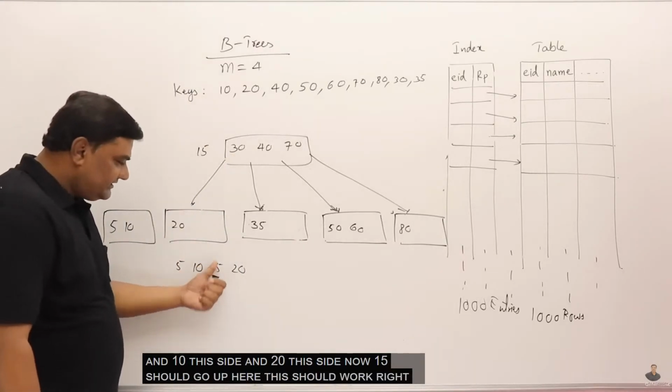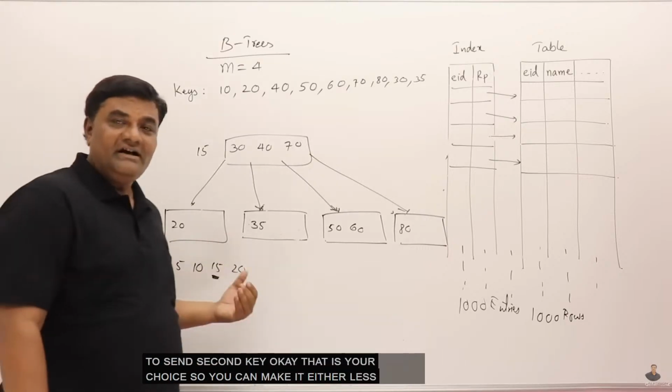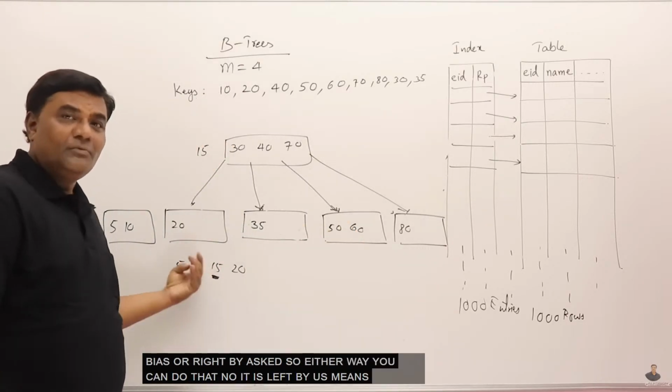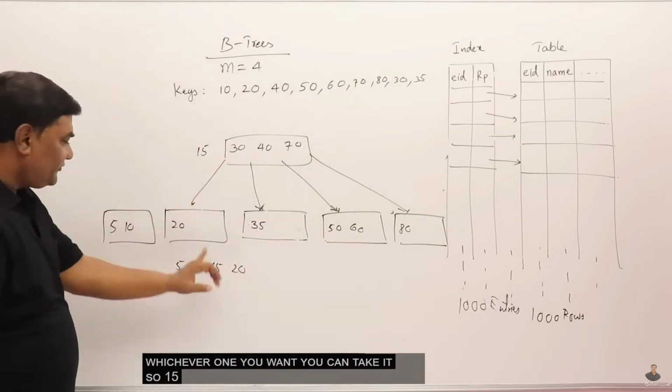You may be thinking, why am I sending the third key? I want to send the second key. Okay, that's your choice. You can make it either left biased or right biased. Left biased means there are more keys on the left side. So whichever one you want, you can take it. So 15 goes up, 20 on the side, and 5 and 10 this side.